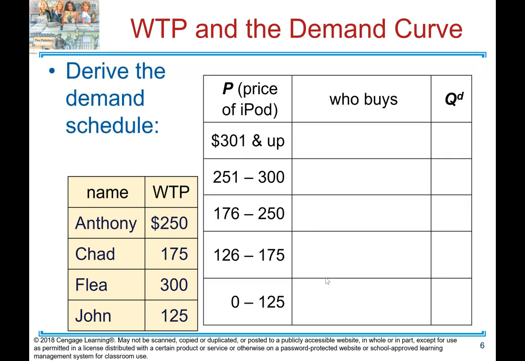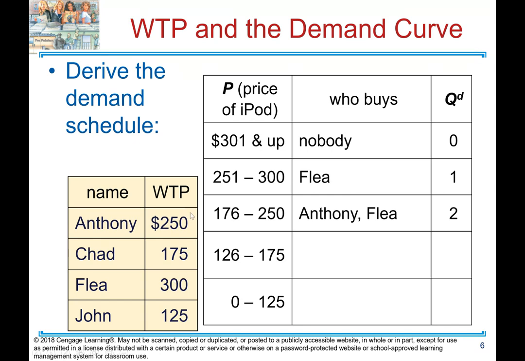So let us derive the demand curve for this market for iPods. These are the price ranges, and we're going to figure out who buys it and how many iPods. When the price of an iPod is $301 and above, nobody buys it because everybody's willingness to pay is below $301. When the price is between $250 and $300, Flea will buy because Flea's willingness to pay is $300. So Flea will be buying an iPod.